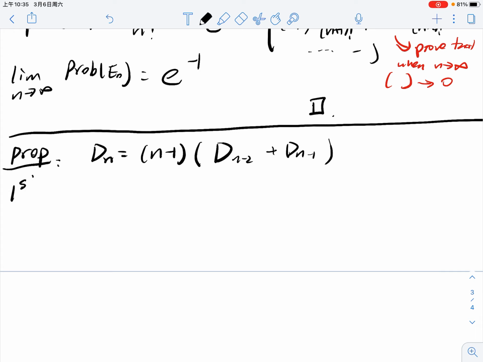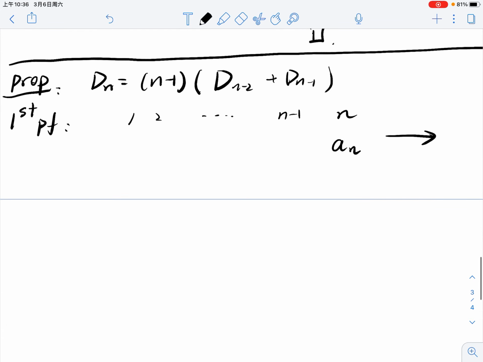Okay, and we will give two proofs. So the first proof is a combinatorial one. So suppose you have a derangement A1 to An, and the last one is An, and then we split the situation into the following cases. So first note that An should be an integer from 1 to n minus 1.